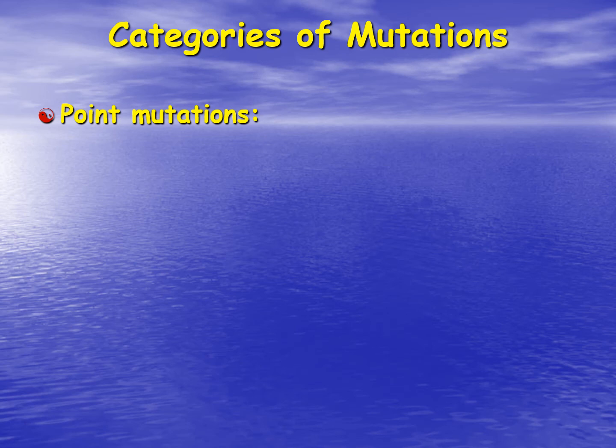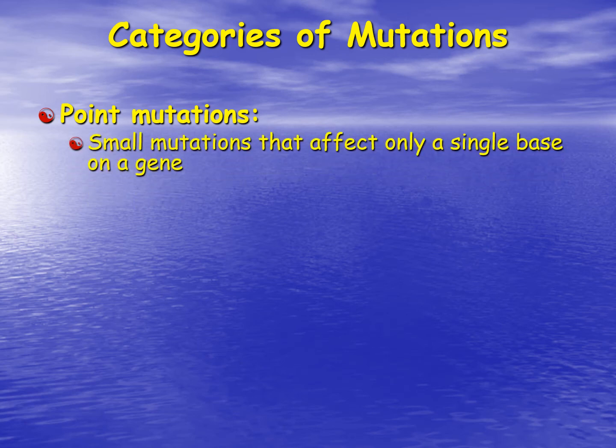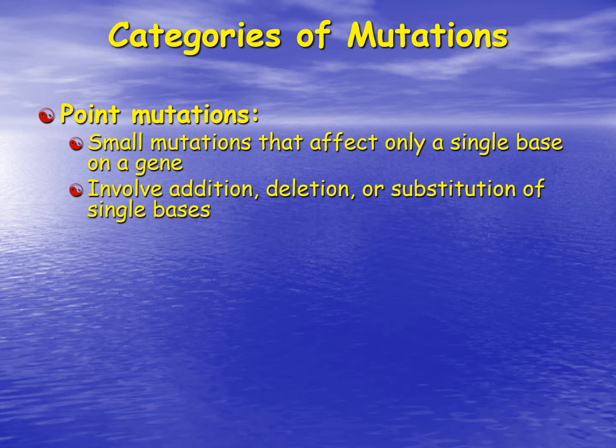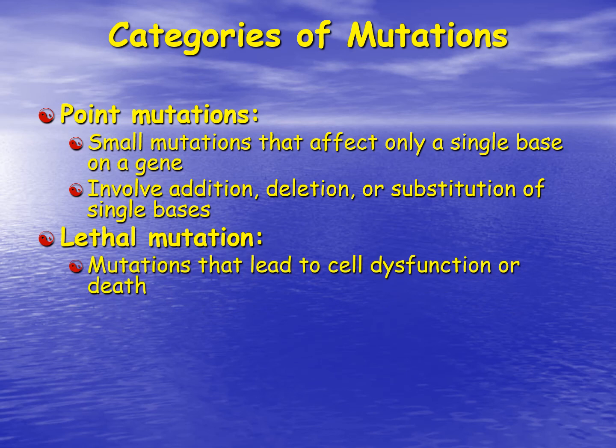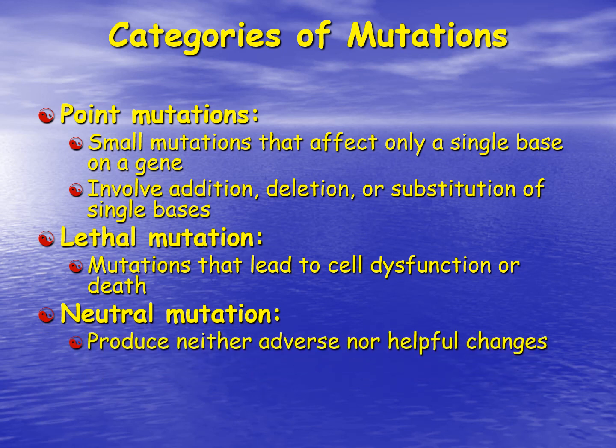Now, we can categorize mutations into two primary groups: point mutations and frame shift mutations. A point mutation is a small mutation that affects only a single base within the genome. It involves addition, deletion, or substitution of a single base. Lethal mutations can actually lead to cell dysfunction and death, and frame shift mutations oftentimes are lethal. Neutral mutations are usually point mutations that produce neither adverse nor helpful changes. They're sometimes also known as silent mutations.